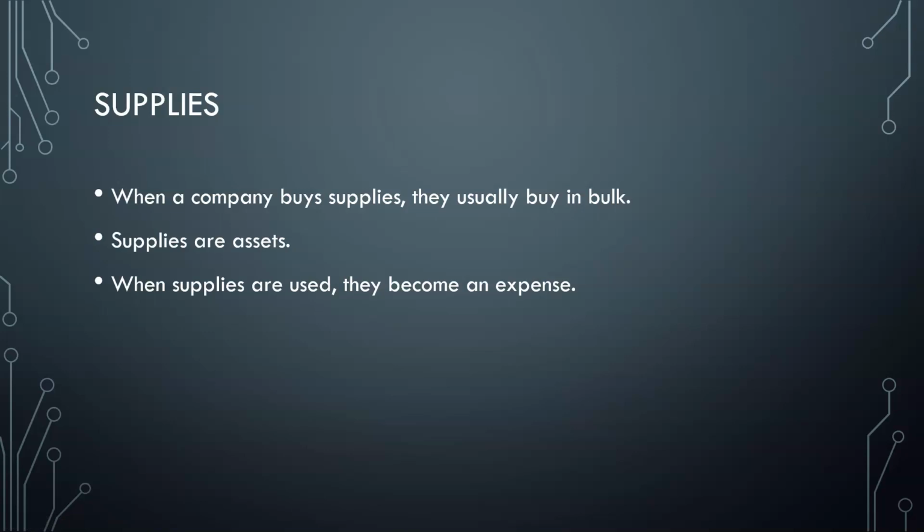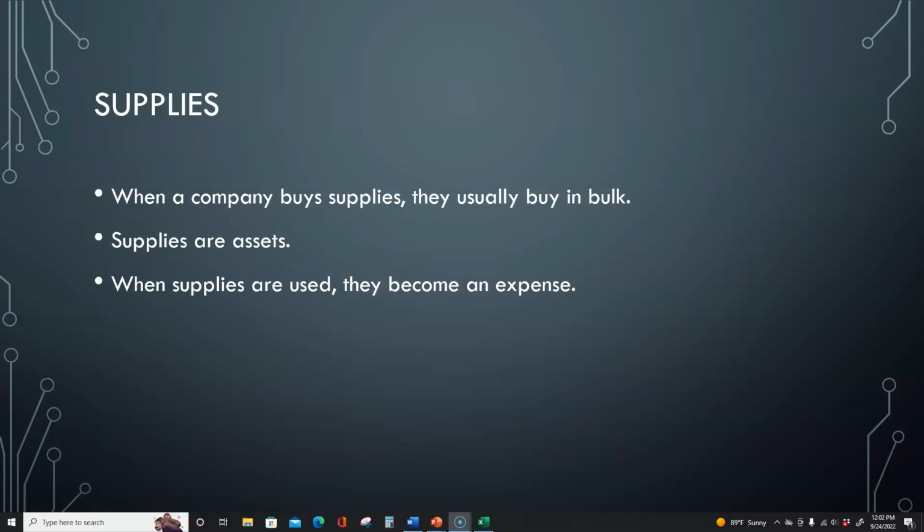Supplies are an example of a deferral. Remember, deferral is when a company pays for the expense before they use it up. When we say supplies, they're typically things that the company uses to do their day-to-day operations. So paper, pen, cartridges, and so on.